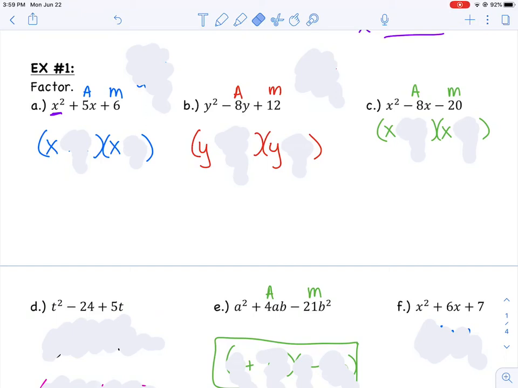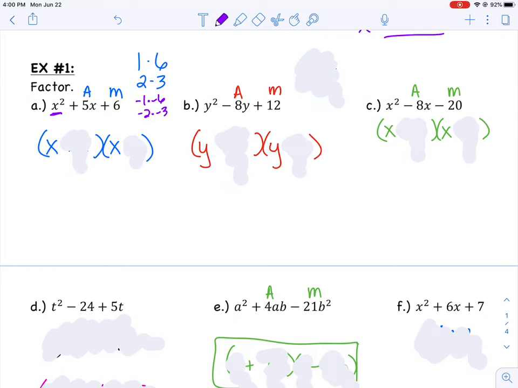Hopefully that helps. So what numbers multiply to 6, positive 6, that add to 5? And if you need to, write down all the different factors of 6. I know 1 times 6 is 6. I know 2 times 3 is 6. I can even go into negatives. I can say negative 1 and negative 6 is 6, and negative 2 times negative 3 is 6.